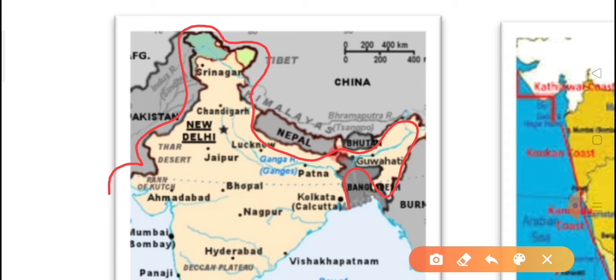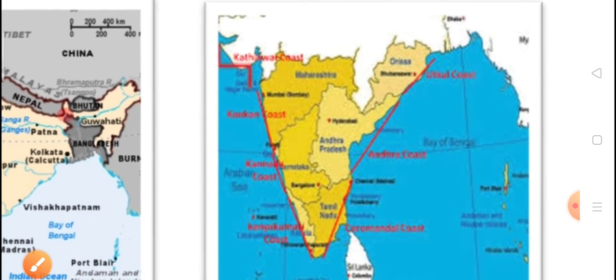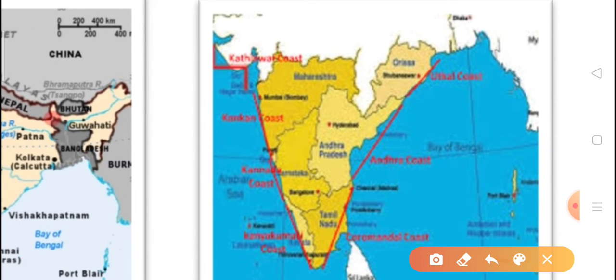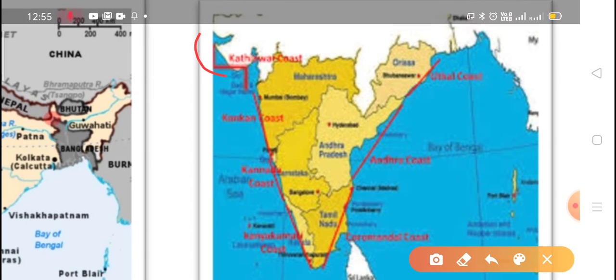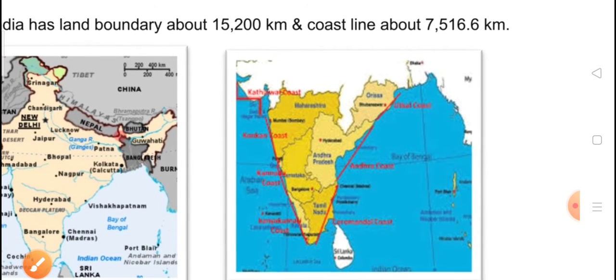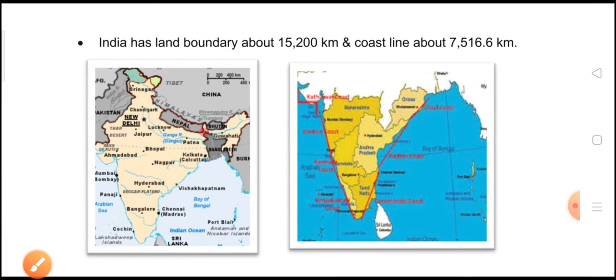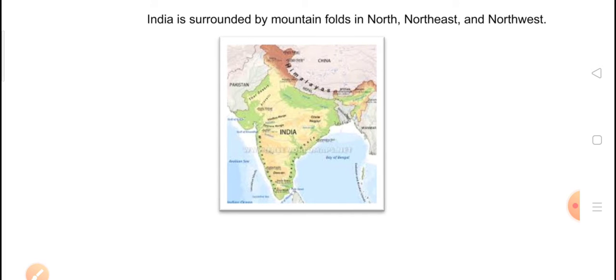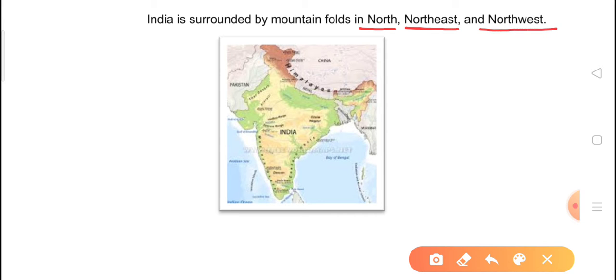Now let's see the coastline of India. So this is the coastline of India which starts from the lower part of Gujarat and it is up to Orissa and it also includes Andaman and Nicobar and Lakshadweep Island and it is about 7516.6 kilometers. So next, India is surrounded by mountain folds in north, northeast and northwest.